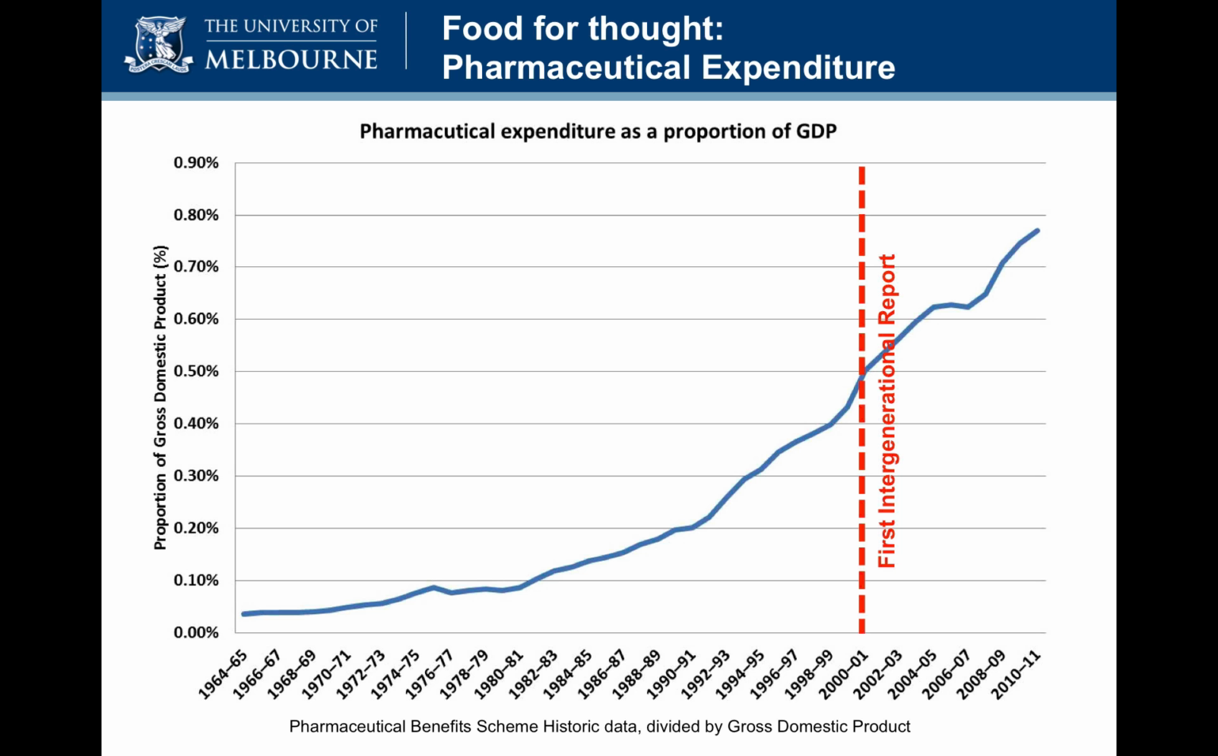Interestingly, about 10 years ago, the Australian government, through the Commonwealth Treasury, commissioned the first of what was called the Intergenerational Report, which was looking at long-term trends in expenditure. And as you can see, they were very concerned about the rapidly rising rate of pharmaceutical expenditure, which to some degree has perhaps ameliorated since that time, but is still on an upward trend. So clearly this has important long-term implications for government because we're spending more and more on healthcare over time.